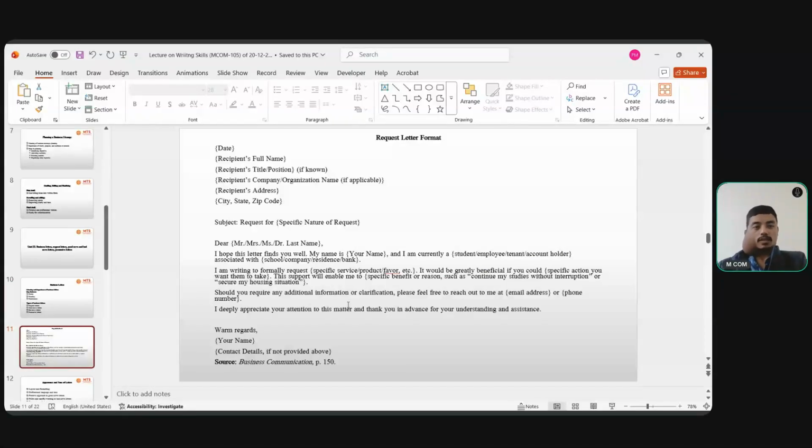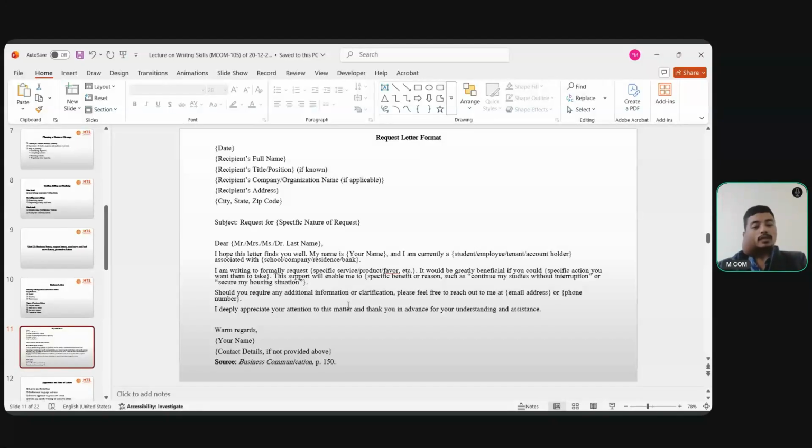Request letter. First, you begin with the date and the recipient's full name, recipient title or position if known, the recipient company or organization name, recipient address, and city, state, and zip code, and then the subject. Request for what? Specific topic, nature of request. What exactly you are requesting, and then comes the salutation, like respected sir, dear, or whatever it is. And then you start your writing.